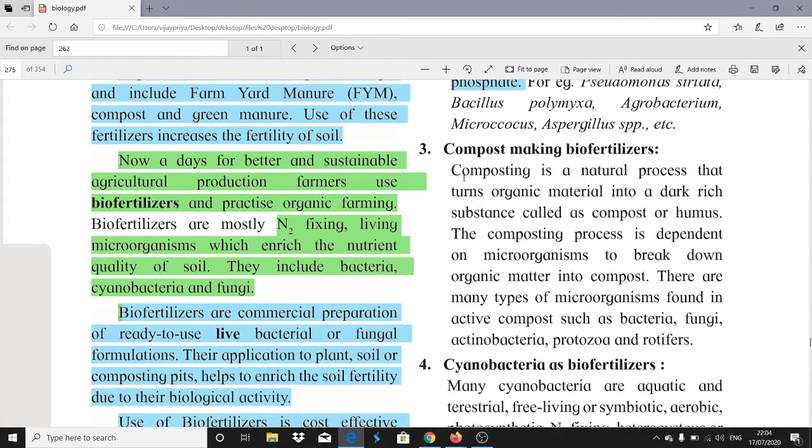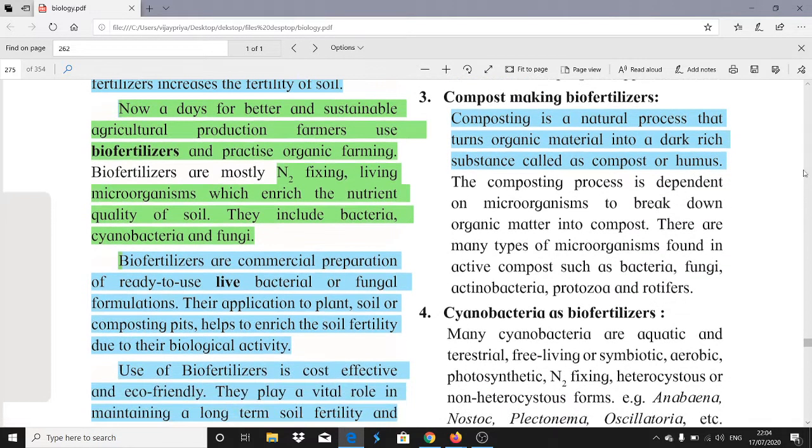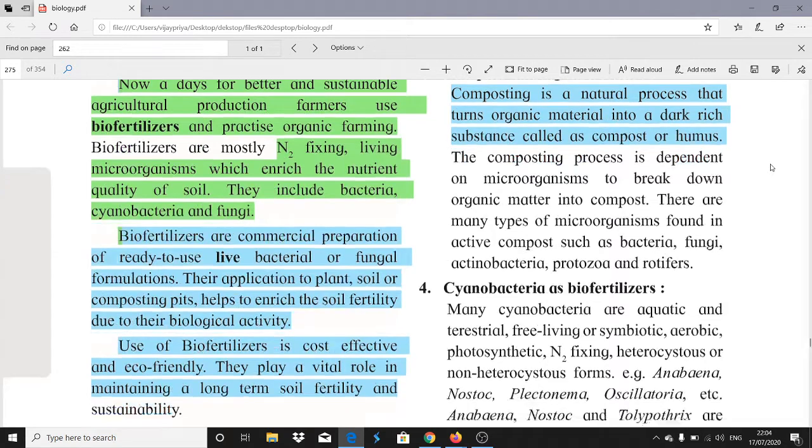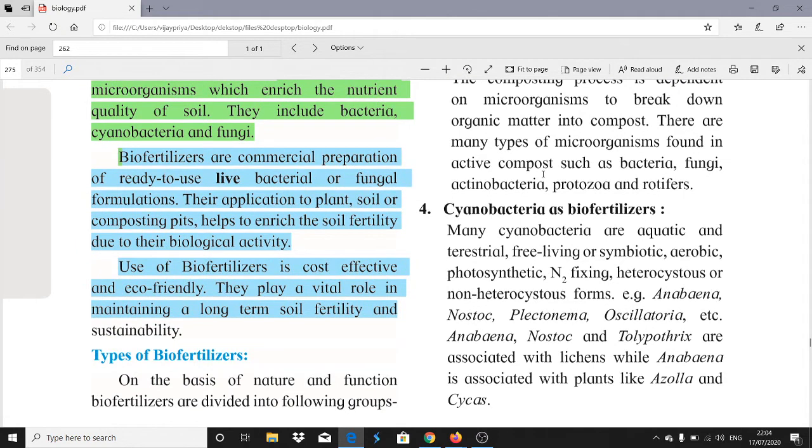Making biofertilizer. Composting is a natural process that turns organic material into a dark, rich substance that is called humus or compost, which is again very useful for the enrichment of soil. The composting process is dependent on microorganisms to break down the organic matter into compost. There are many types of microorganisms found in active compost, and these are bacteria, fungi, actinobacteria, protozoa, and rotifers.